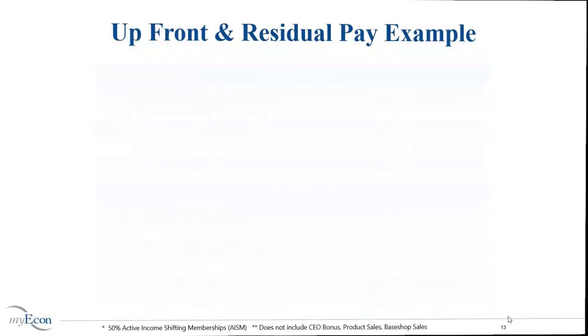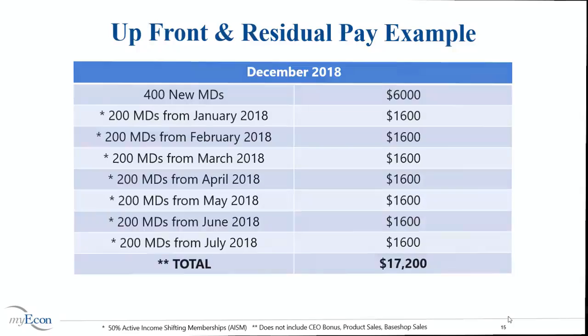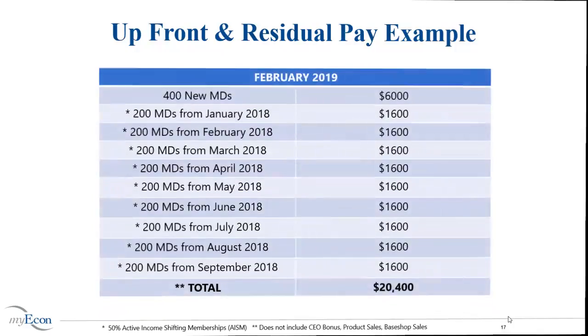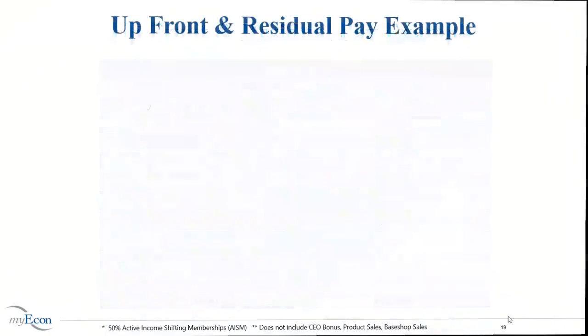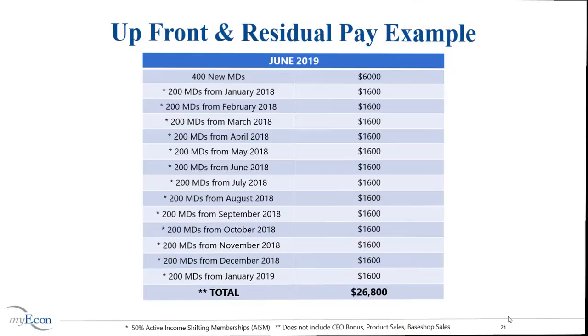Let's extrapolate this out 1 year. One year later, with your team sponsoring 400 new associates a month, your monthly revenue is now $18,800. Let's see what happens in another 6 months. In the month of June, 18 months from the time you started, you have now created a monthly residual of $26,800. Quite impressive on a product that has a monthly membership cost of $34.95.